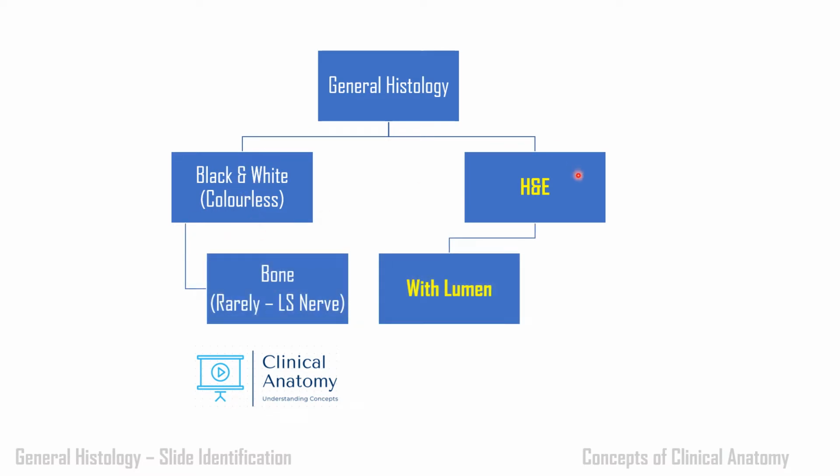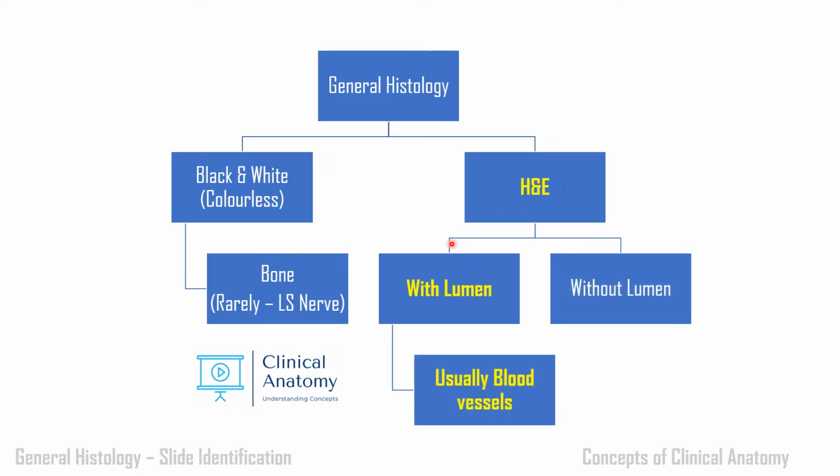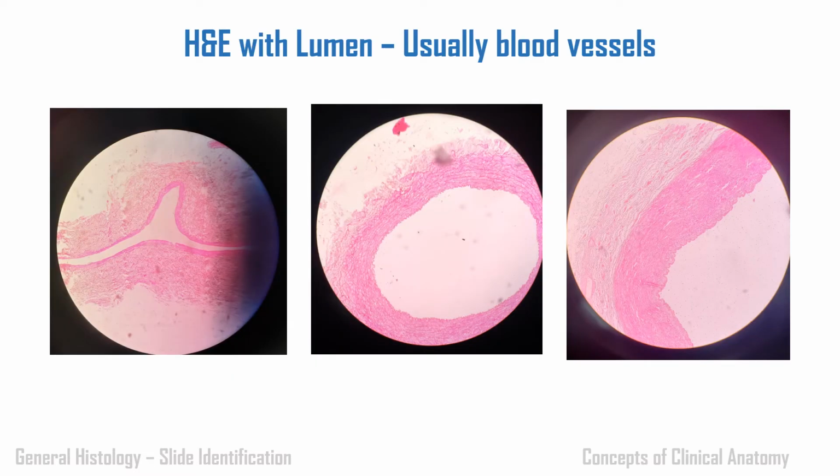Then coming to the H&E, hematoxylin and eosin stained slides, we can categorize them firstly into slides having a lumen and those without a lumen. In the general histology slides, if it has a lumen, probably it will be a blood vessel. Here you can see the slides which have a lumen either completely or partially. As I already said, usually these are all slides of blood vessels.